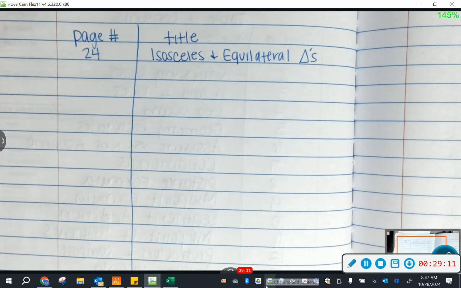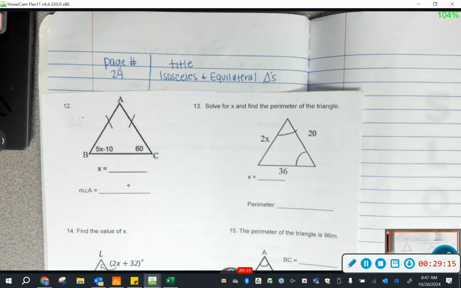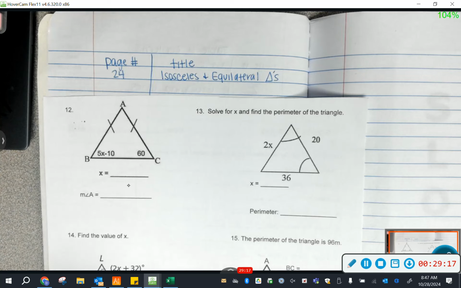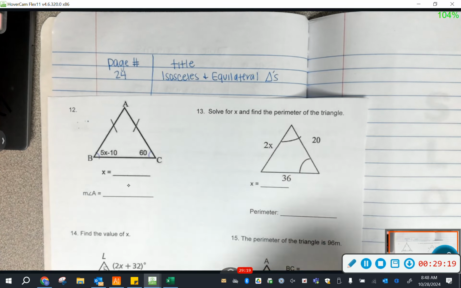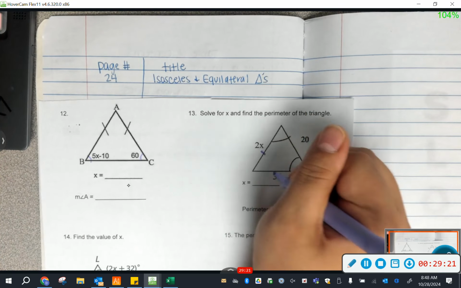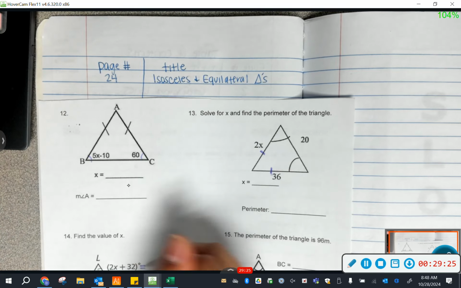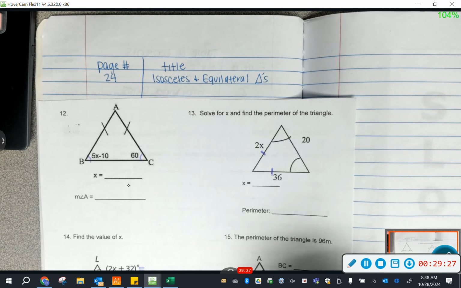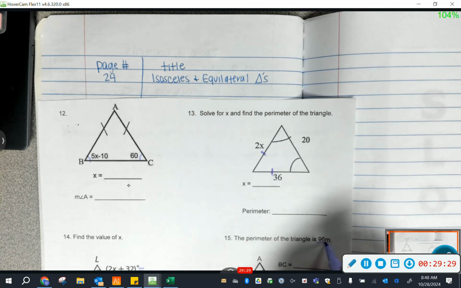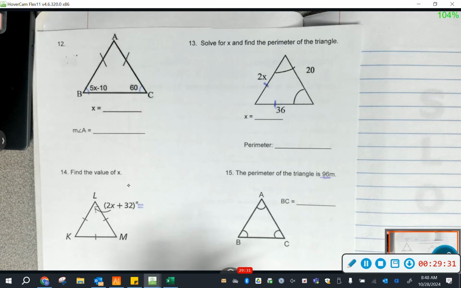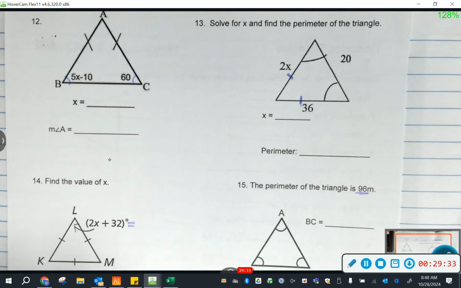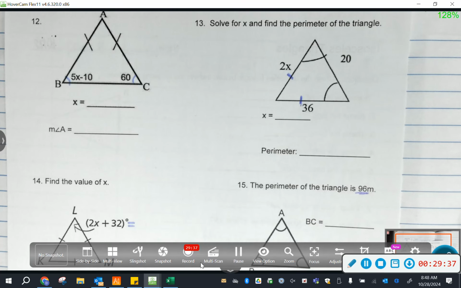Bro said 5 minutes. Here are some hints. Got the answer for number 12. Mariah's first. Oh my God. Here are some hints. I got one. I know number 12.